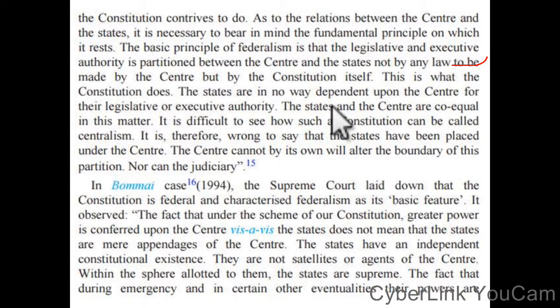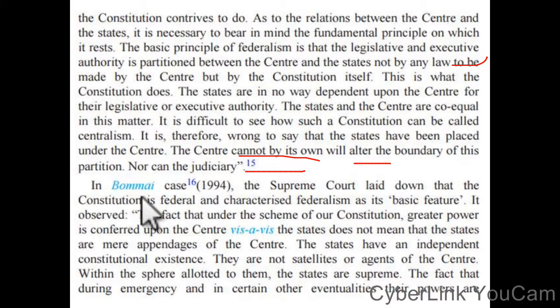The states are in no way dependent upon the center for their legislative and executive authority. The states and the center are co-equal in this matter. It is difficult to see how such a constitution can be called centralism. It is therefore wrong to say that the states have been placed under the center. The center cannot, by its own will, alter the boundary of this partition, nor can the judiciary.